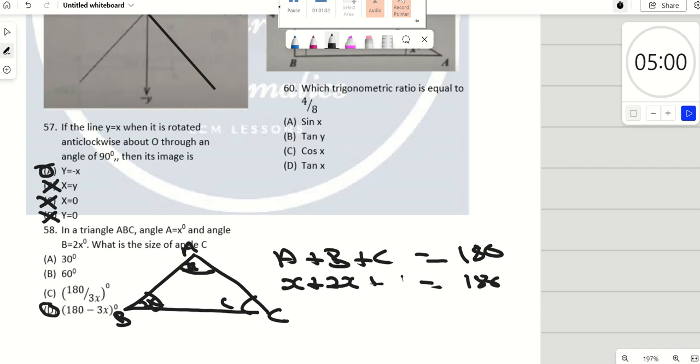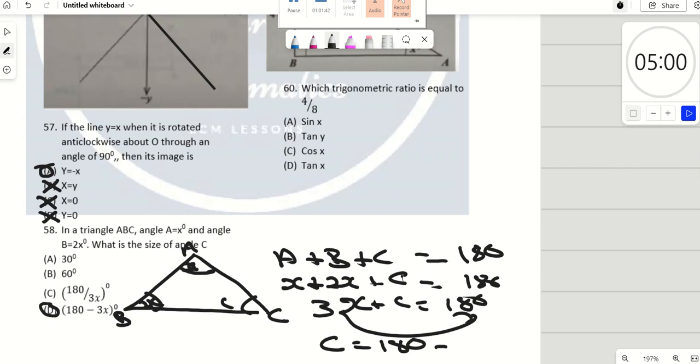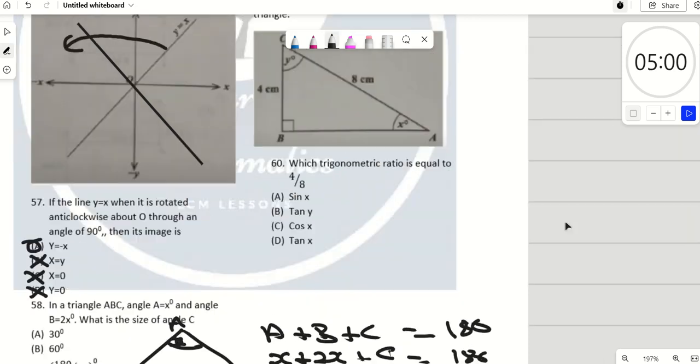If we want to find out what C is equal to, x plus 2x is 3x, plus C is equal to 180. So you carry across 3x. So C would be equal to 180 minus 3x. So that's how you got D to be your answer for this question.